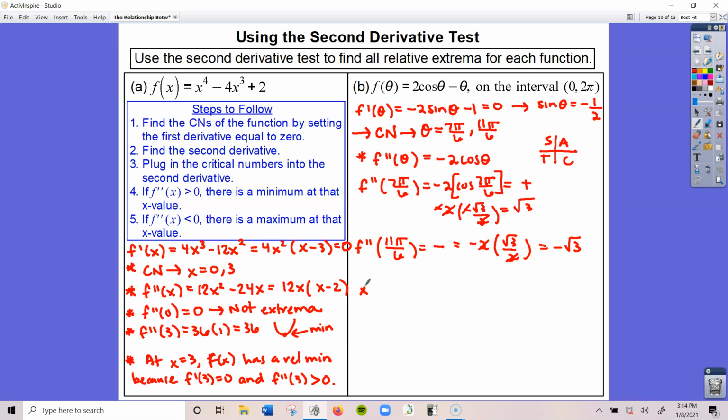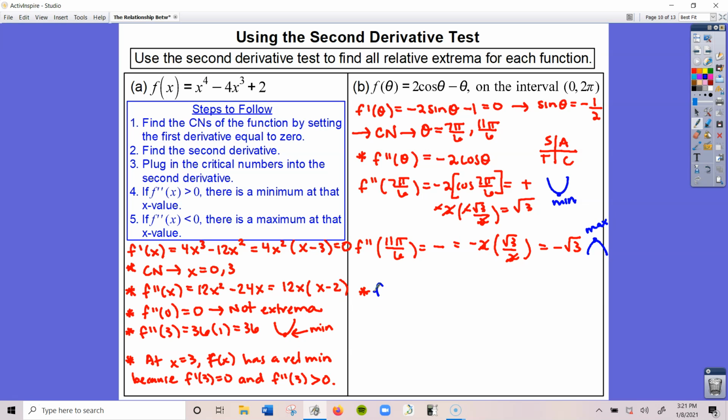So what does this tell me? Let's recap here. When theta is 7 pi over 6, at this critical number, since the second derivative is positive, that means it is concave up, so we have a minimum. And at theta equal to 11 pi over 6, the second derivative is negative, that means it's concave down, and we have a maximum.